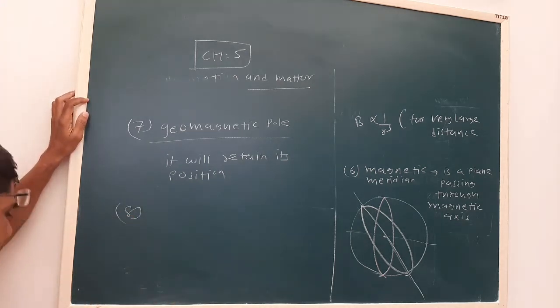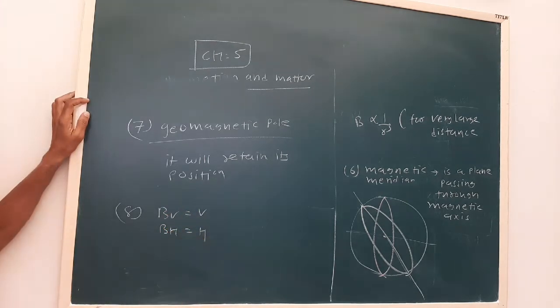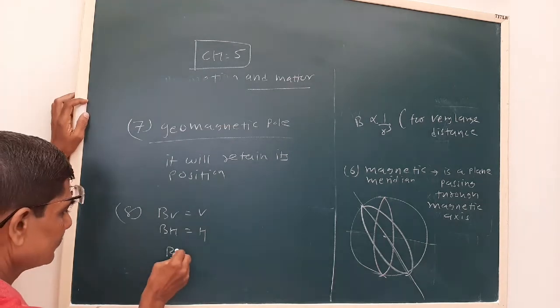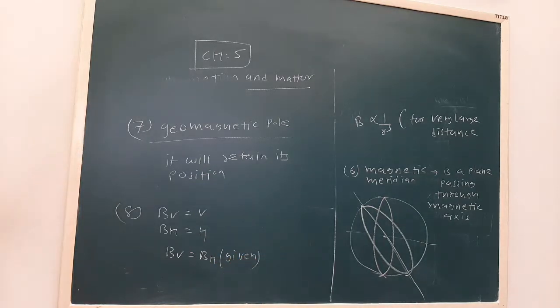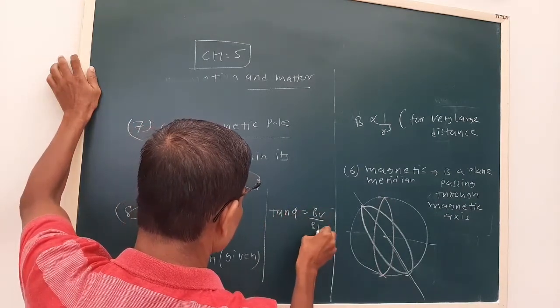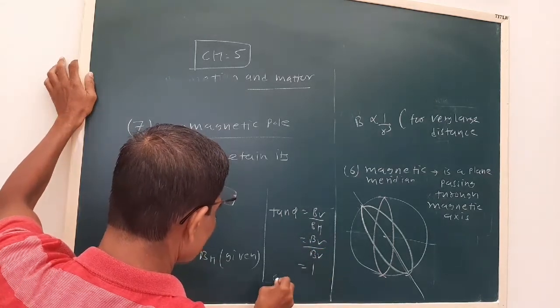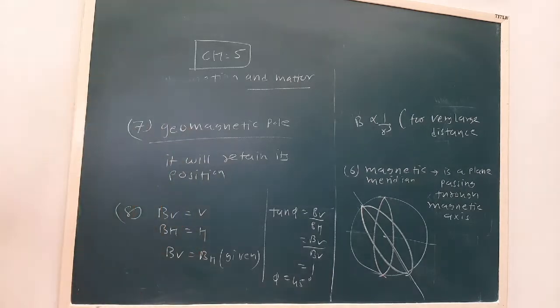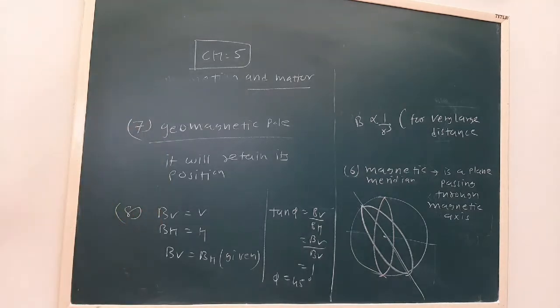See, at a place the horizontal component and vertical component are the same. So here BV is equal to BH is given. What will be the magnetic dip angle? Now see the magnetic dip angle, tan phi is BV by BH. See here BV and BH are the same. So phi will be 45. Phi will be 45. So at a place where the vertical and horizontal components are equal, angle of dip will be 45.